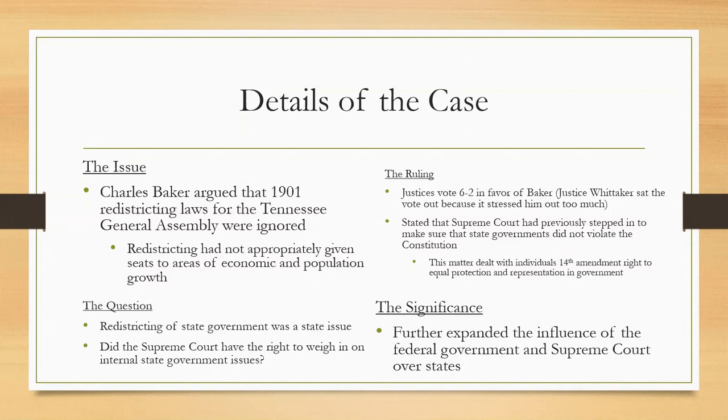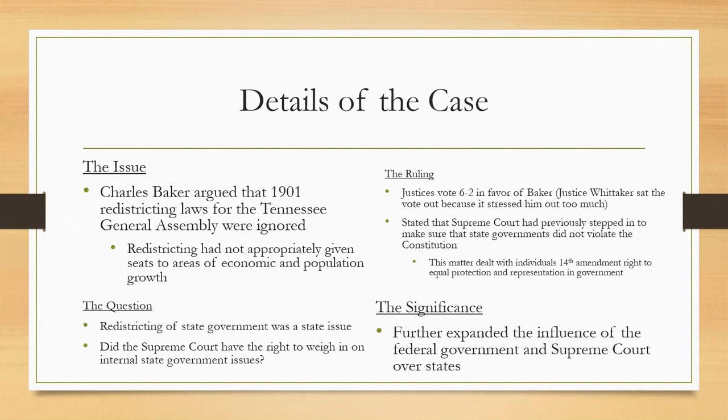It's their own problem. Can the Supreme Court act as a governing force when it's all internal and all state government based? And the justices voted 6-2 in favor of Baker. One justice sat out, Justice Whittaker, and his reasoning was because it stressed him out too much. The guy legitimately said, you know, I am having health issues because this is such a big decision and I just don't feel comfortable. And so he recused himself.